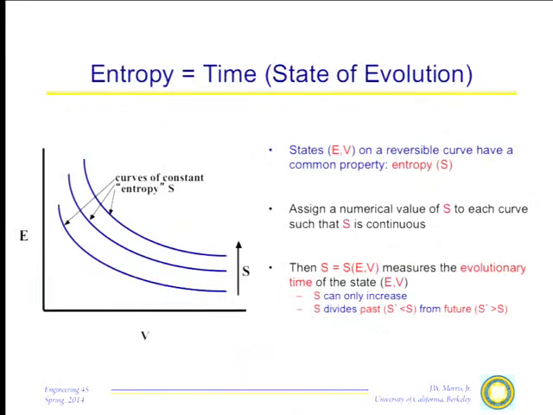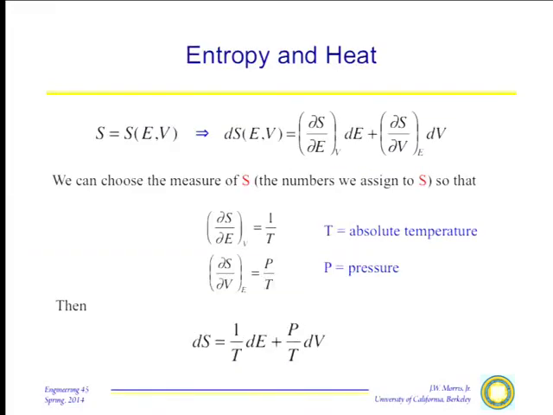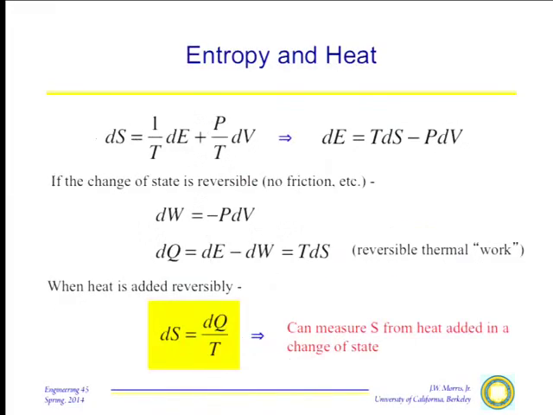Therefore, the change in entropy with respect to energy at constant volume has got to be a positive number because the entropy is increasing. So that says that the temperature is a positive number. Since it's a positive number, I can multiply through by temperature without changing the sign, move the E over to this side of the equation, and I get dE equals TdS minus PdV.